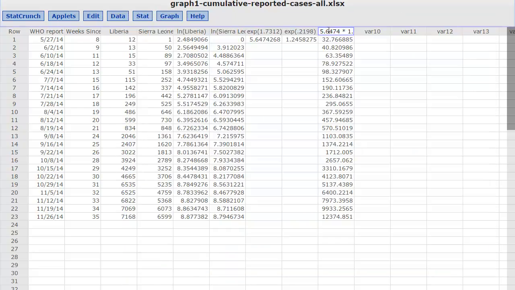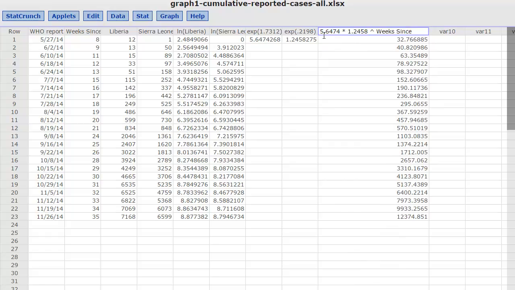But for Sierra Leone, what you should have gotten for the exponential regression is this initial value, this growth factor for the weeks since. Alright, so that's going to conclude this very long video about how to use StatCrunch to make an exponential regression out of some real data. I hope you enjoyed it, and if you did, that makes me happy.